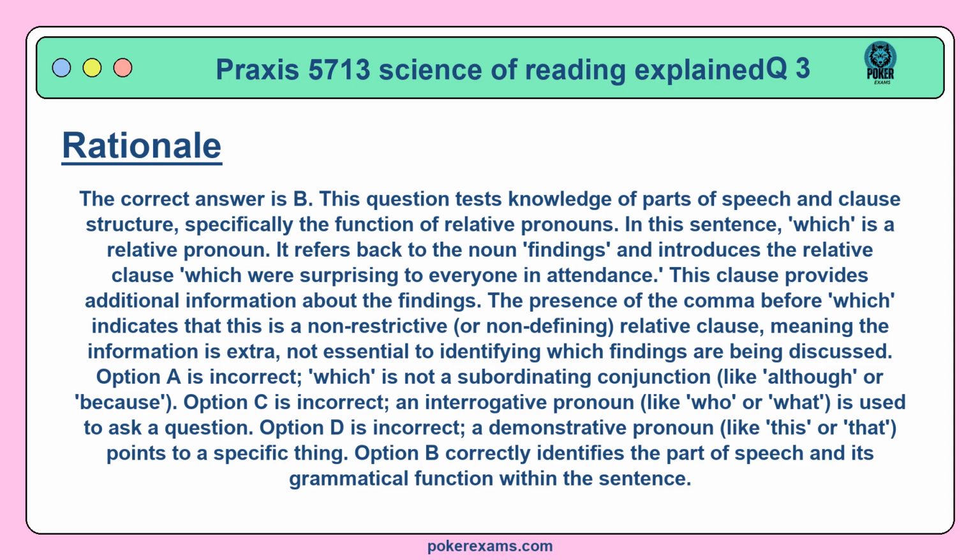Option A is incorrect. Which is not a subordinating conjunction, like although or because. Option C is incorrect. An interrogative pronoun, like who or what, is used to ask a question. Option D is incorrect. A demonstrative pronoun, like this or that, points to a specific thing. Option B correctly identifies the part of speech and its grammatical function within the sentence.